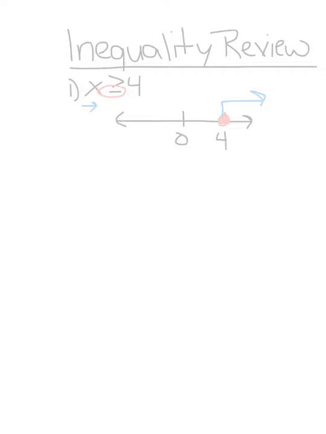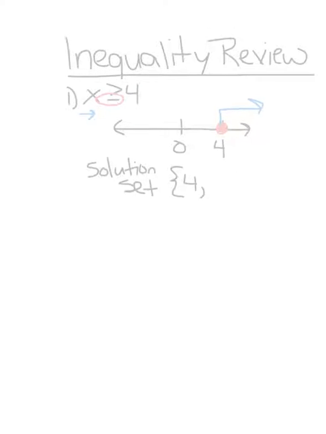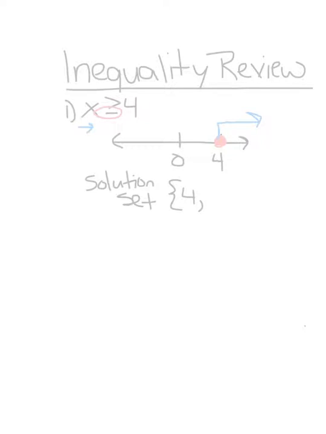If we were going to write a solution set, possible solutions, remember any possible solution is a number that makes it true. 4 would work because it's a closed circle, and then 5 would work. 5 would work, 10 would work, 100 would work, right? Any of those numbers would be solutions to this inequality.